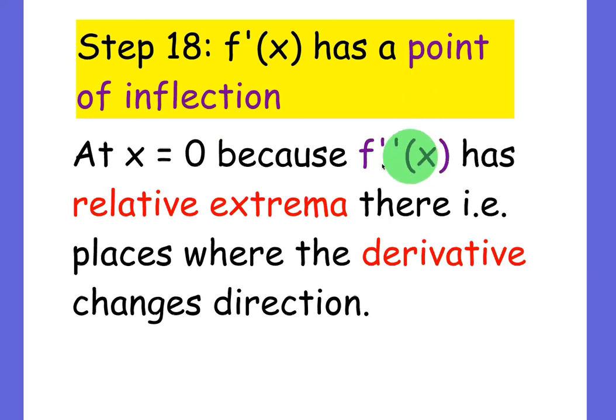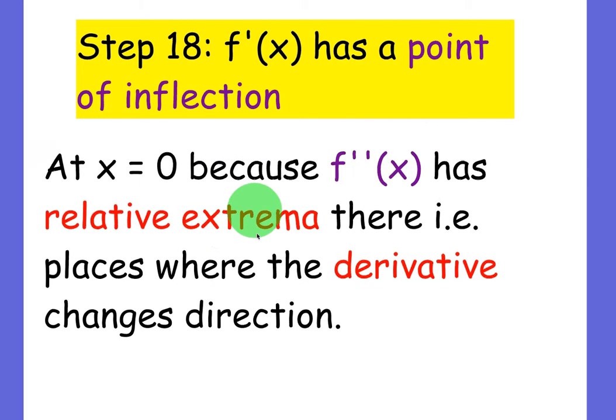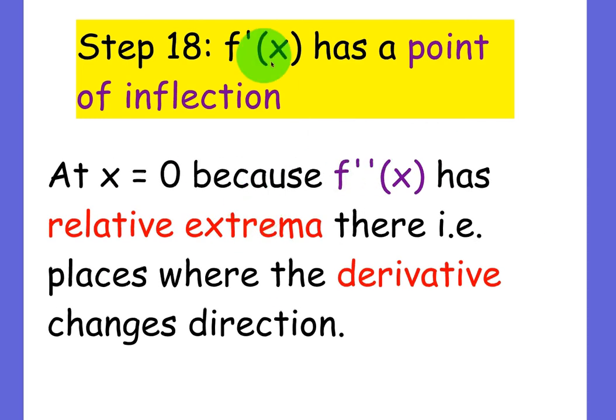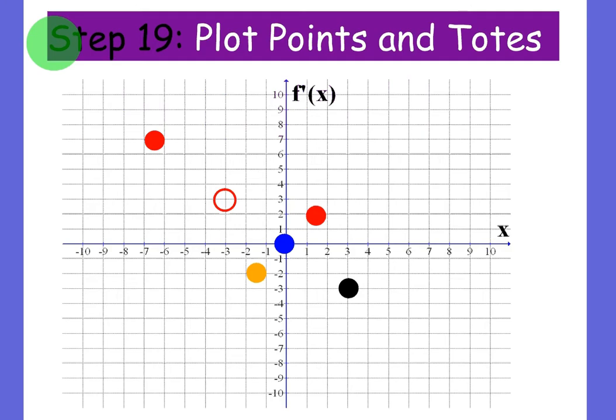So f double prime of x is going to have an inflection point at x equals 0 because there's a relative extrema for f double prime. So relative extrema for f double prime means an inflection point for f prime. So now we're going to plot our points.